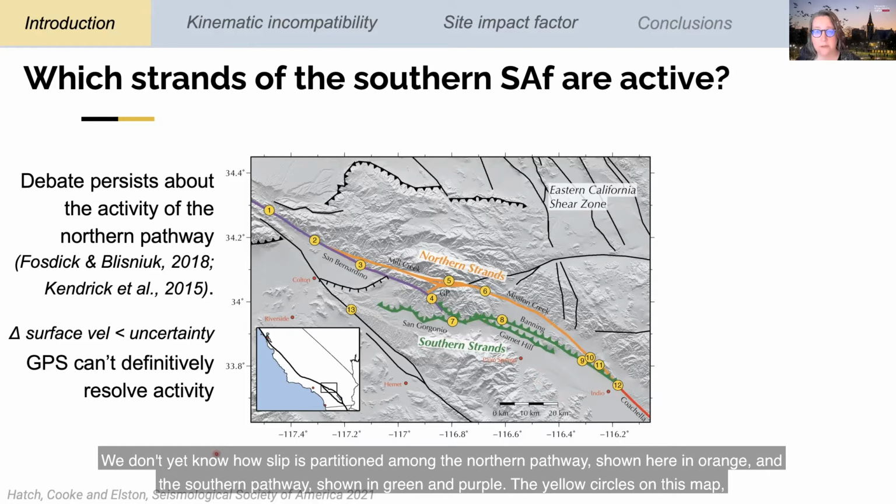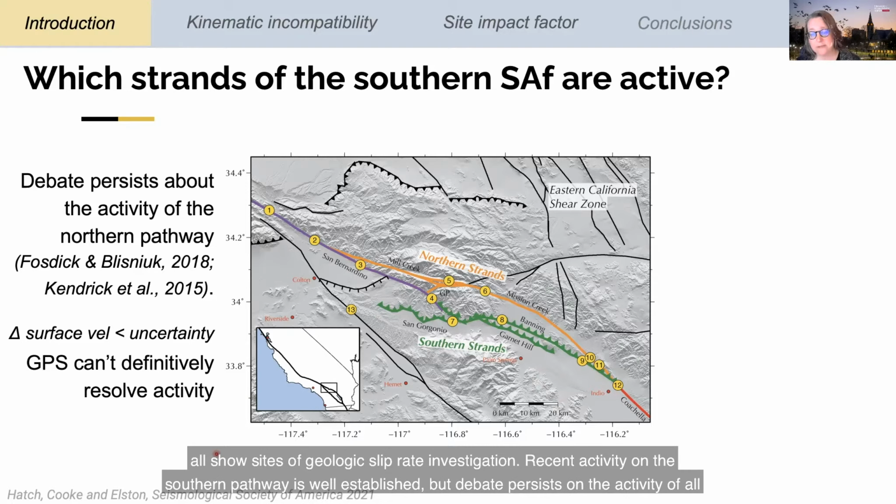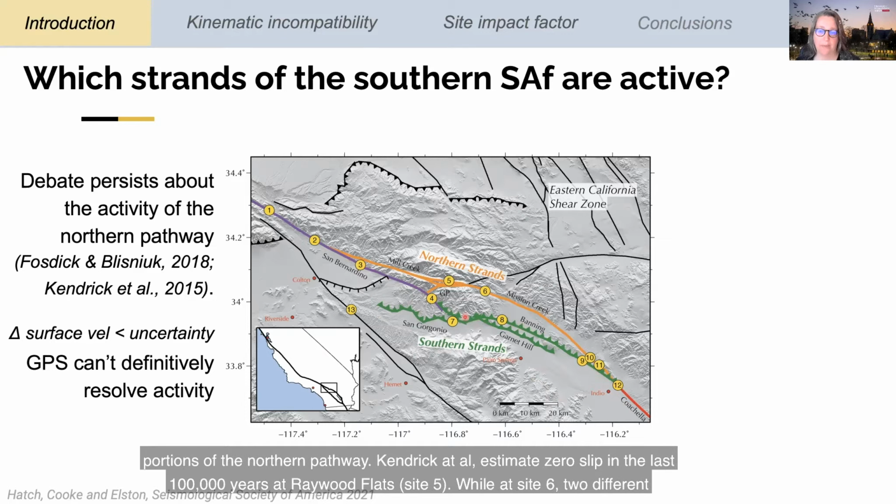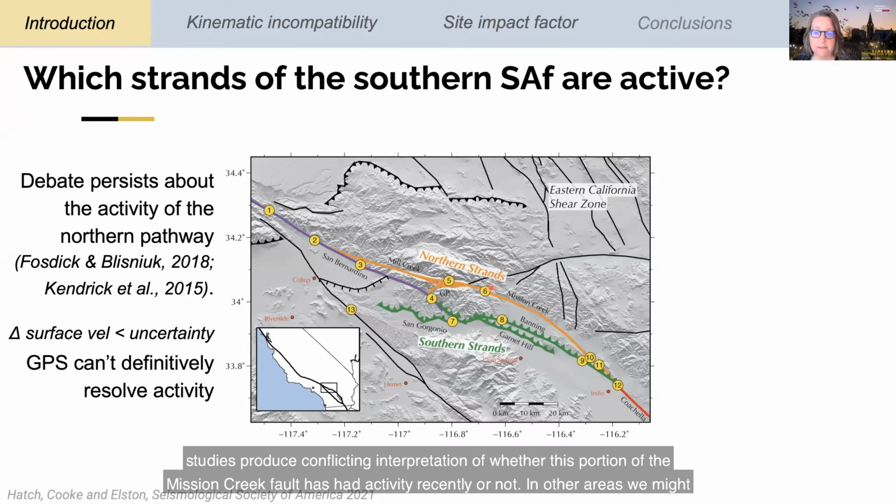The yellow circles on this map all show sites of geologic slip rate investigation. Recent activity on the southern pathway is well established, but debate persists on the activity of all portions of the northern pathway. Kendrick et al. estimate zero slip in the last 100,000 years at Raywood Flats, Site 5, while at Site 6, two different studies produce conflicting interpretations of whether this portion of the Mission Creek Fault has had activity recently or not.